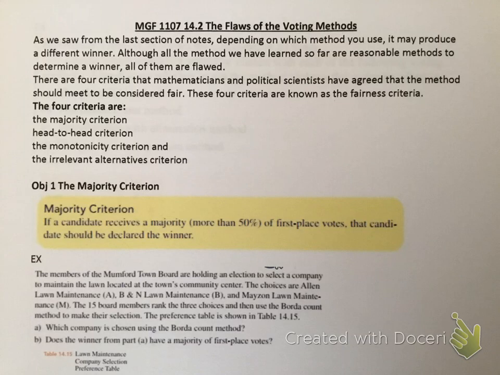Okay, this is 14.2, the flaws of the voting system, part 1. This section is going to definitely be broken up because some of the problems take a while to explain.